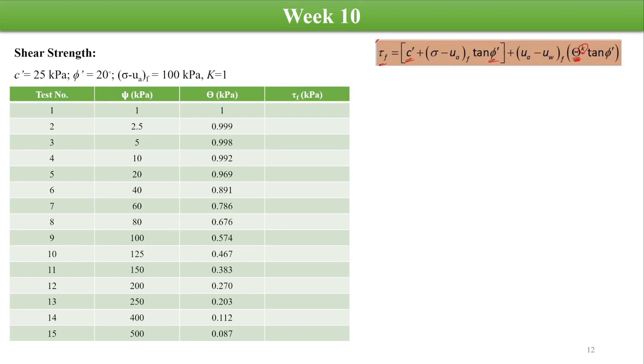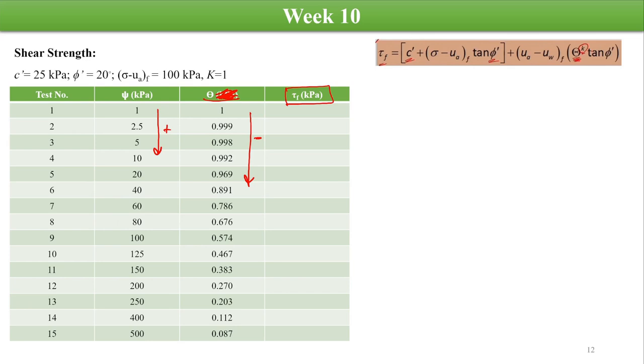So here several number of tests are given. Then the value of matrix suction for all the tests are also provided. Matrix suction is increasing in this direction. And the value of bigger theta, which is the normalized water content, is also provided. It's not in kPa. This normalized water content is decreasing in this direction. Then we need to find the value of tau f.